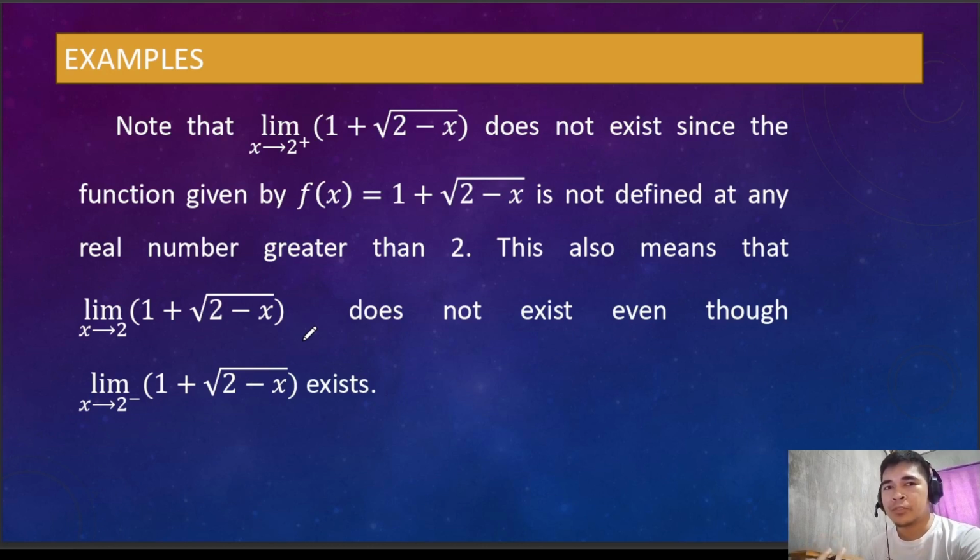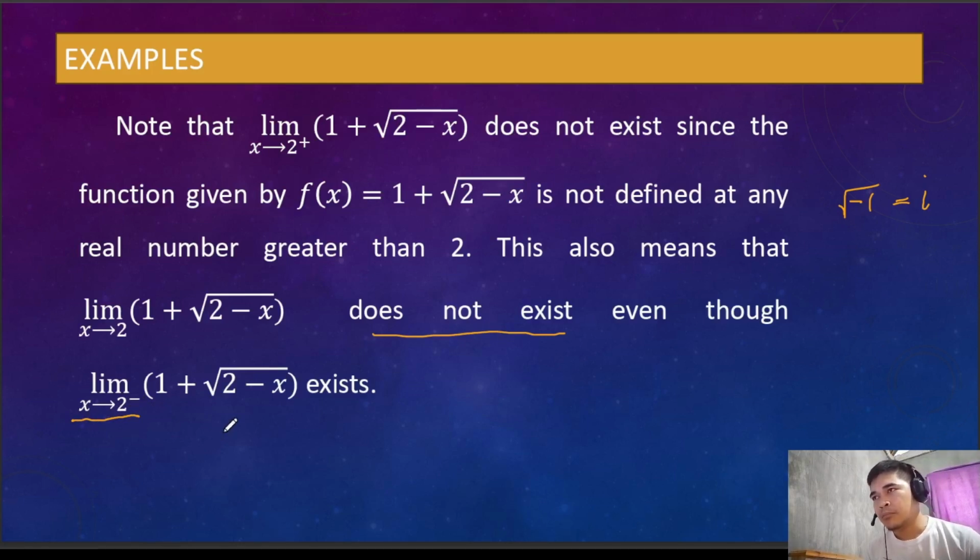Right? A real number, if you still remember the real number system, the imaginary, the other side, the complex, which is i: we know that the value of square root of negative 1 is equal to i. In short, not defined at any real number. In this expression, greater than 2, the right hand limit, we cannot give a certain number on that. This also means that the limit of 1 plus square root of 2 minus x as x approaches 2 in general does not exist, even though the left side earlier had a limit. Right? Because in the rule we read, if any side does not exist while the other exists, automatically it does not exist in general.